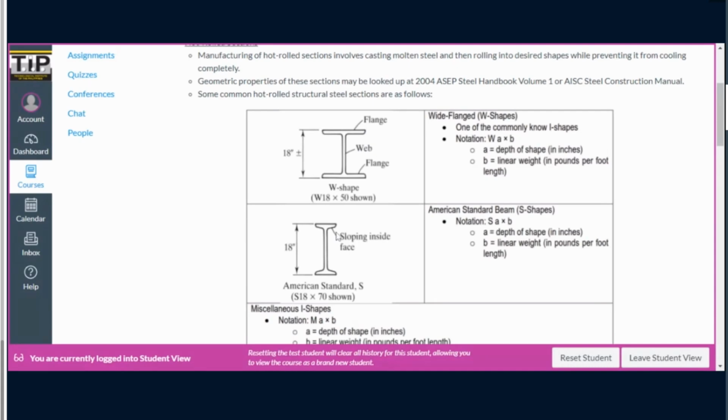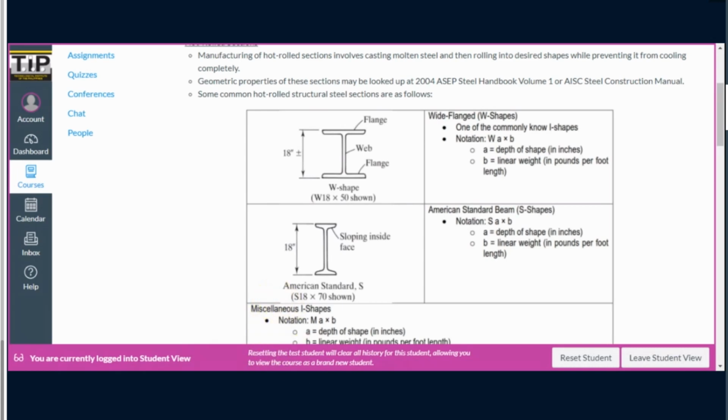In actuality, American standard beam sections have a sloping inside face for their flanges. That's why they are thicker than the W shapes. We usually use these in several types of structural members, like beams and columns. Usually for frame members, we use I shapes.